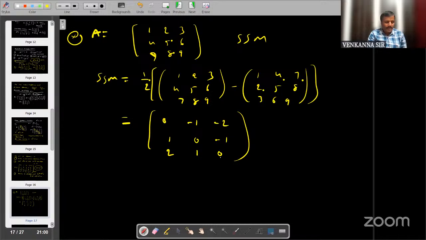Next, one important point here. Note, a very important note: every square matrix can be expressed. After getting the result of this one, whether it is skew symmetric or not, all principal diagonal elements are zeros and it satisfies that the transpose of this one is minus A. That's also correct.